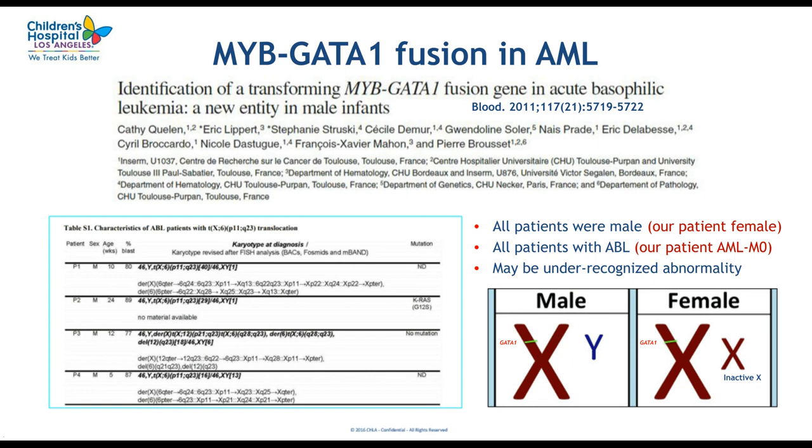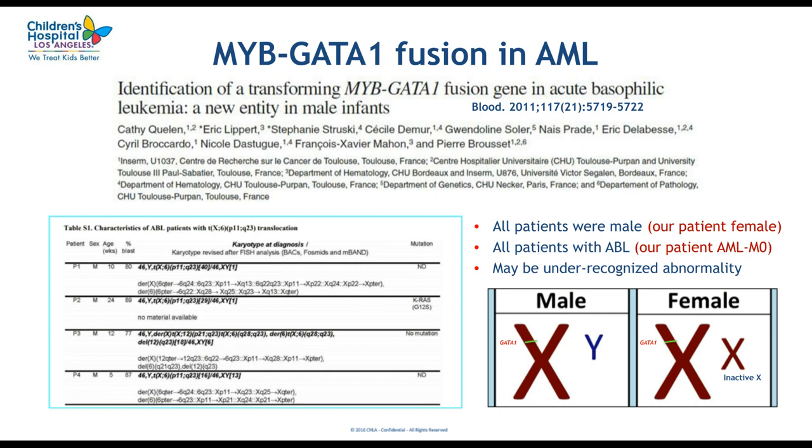And the other interesting finding in this paper was that all patients had acute basophilic leukemia, which is a very rare morphologic subtype, but it's different from what we saw in our patient. So in contrast to this study, our patient was a female, and our patient did not have acute basophilic leukemia. She had leukemia with minimal differentiation.